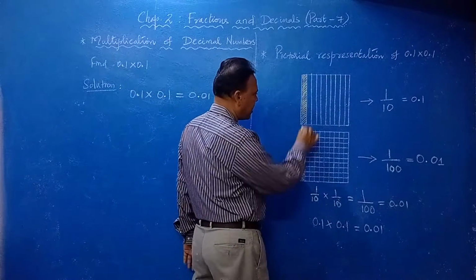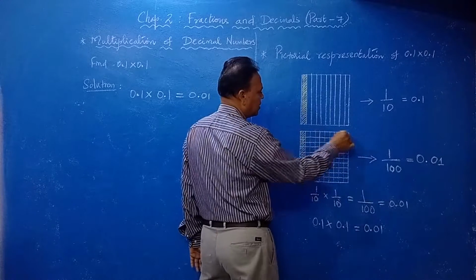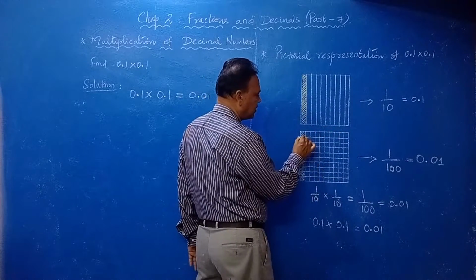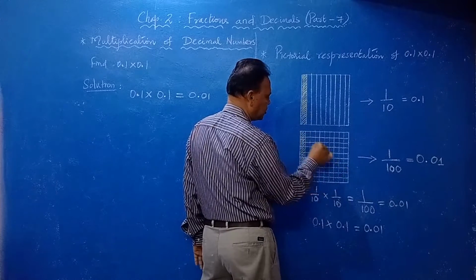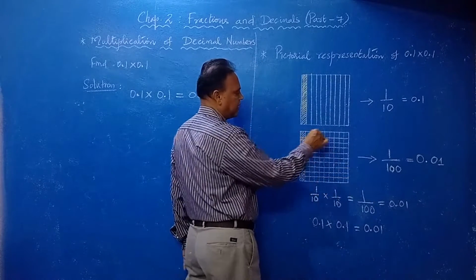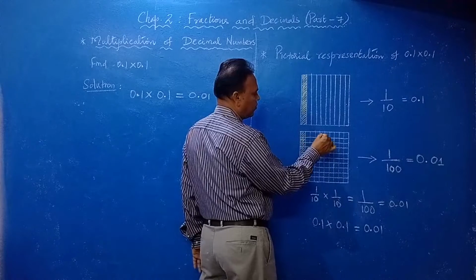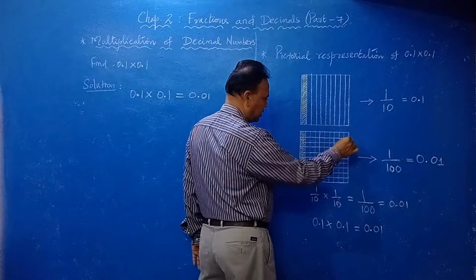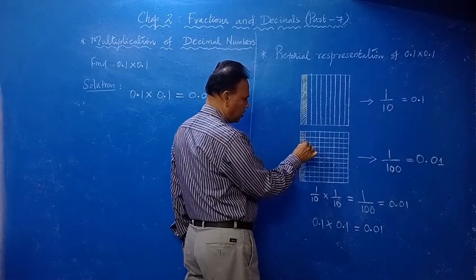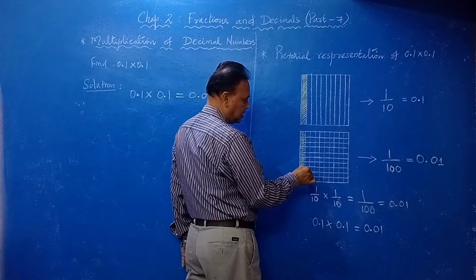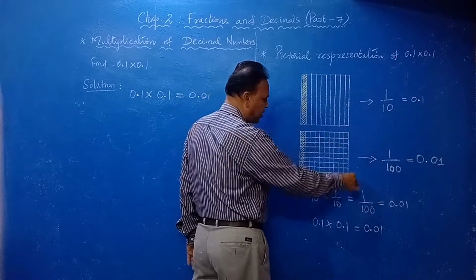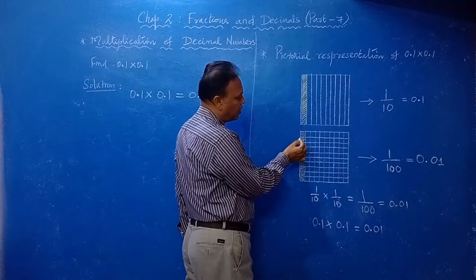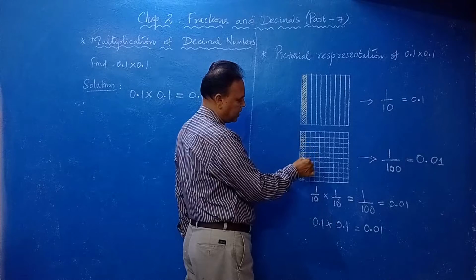In the same way, take the same square, then again make 10 into 10, 10 squares. 1, 2, 3, 4, 5, 6, 7, 8, 9, 10. 10 into 10, 100 squares are there. You see, 100 squares. Then you give shading to 10 squares.